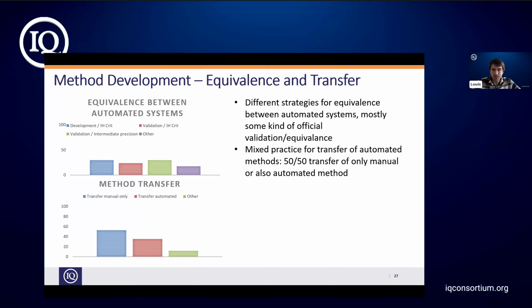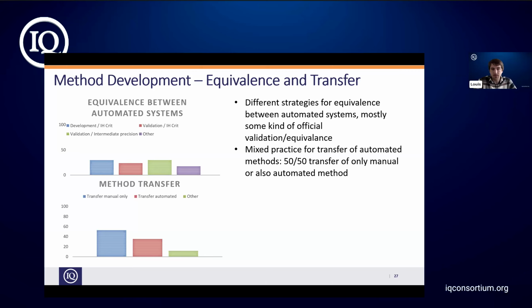For method transfer, we actually asked if you have automated the method, do you then transfer the manual method only, or do you transfer the automated method, or do you take any other approach? So we see that roughly 50% of responders transfer the manual method only. So then you could assume that if the receiving lab has any automation, they would have to show the suitability of that automated system in their own lab.